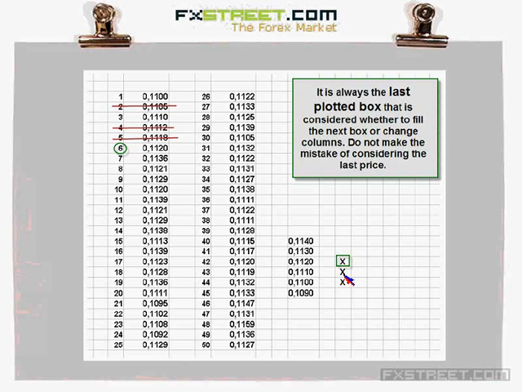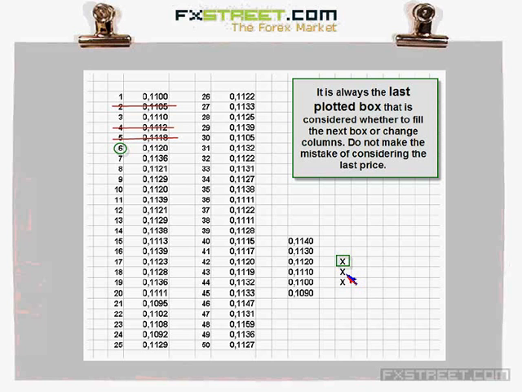Okay, and we have recorded the price number 3. So we move to price number 4, and price number 4 is 1112. This is a 2 pip increment. Okay, so for the 2 pip increment, we have to compare it to the box value and not to the last quoted price. It is always the last plotted box, so to say, that is considered whether to fill the next box or change columns. Do not make the mistake of considering the last price.